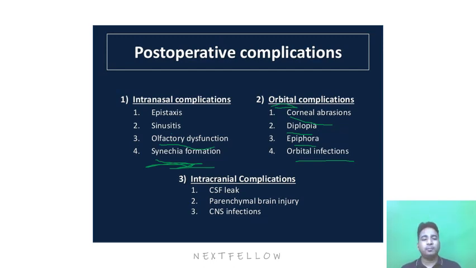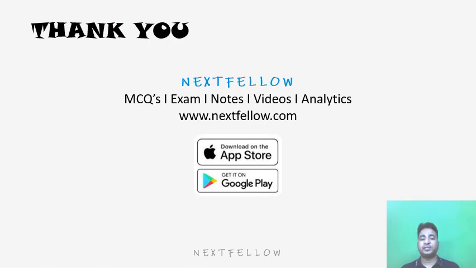Now lastly, the complications are intracranial. Firstly, the CSF leak, if we damage the cribriform plate. If we damage the parenchyma of the brain, that will lead to parenchymal brain injury and sometimes CNS infection. So these are some of the complications of the FESS. That's all.